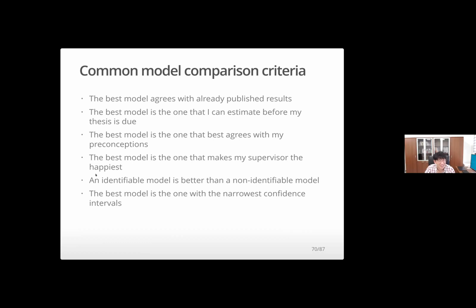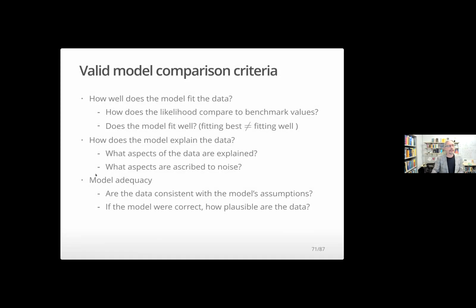Right. And finally, we often see this kind of confusion that the best model is the one with the narrowest confidence intervals. Anyway, these are kinds of common misconceptions. On the other hand, there are various model comparison criteria that do make sense, various ways of looking at how well the model fits the data.